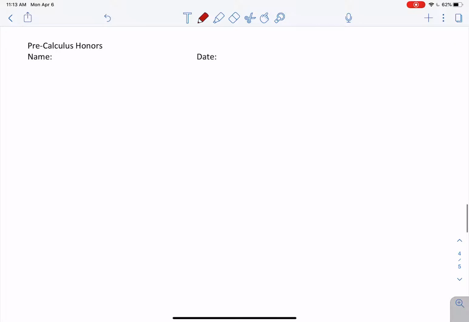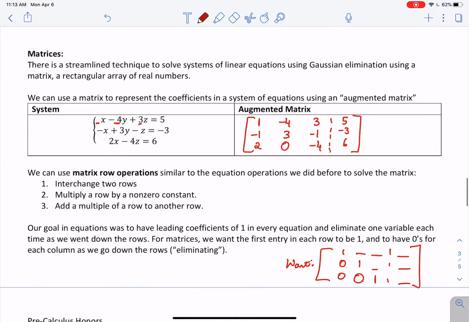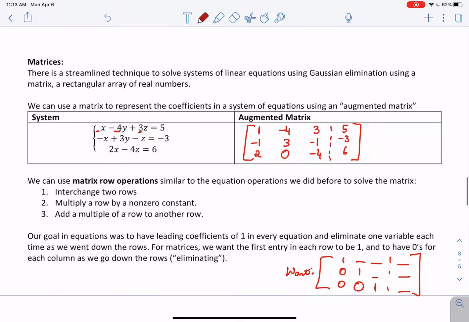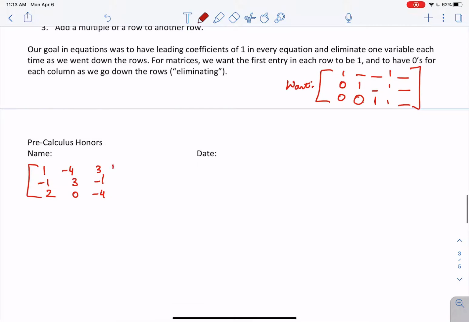So let's start with this matrix. So we have 1, -4, 3, right? Yeah. -1, 3, -1, and 2, 0, -4, and then 5, -3, 6.